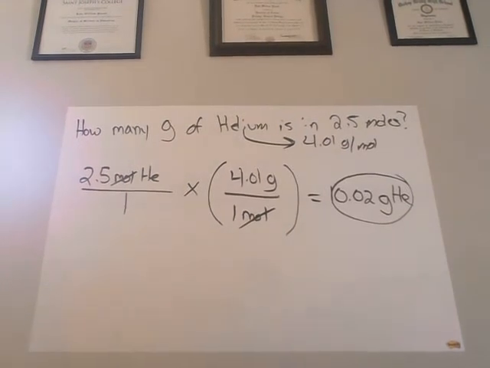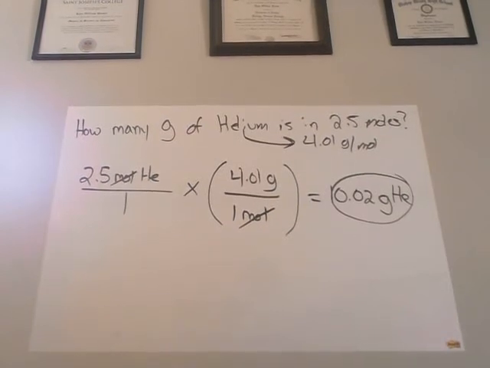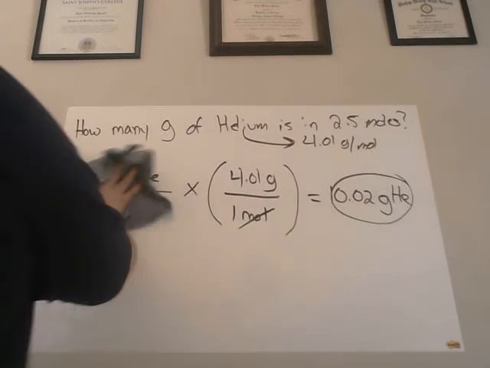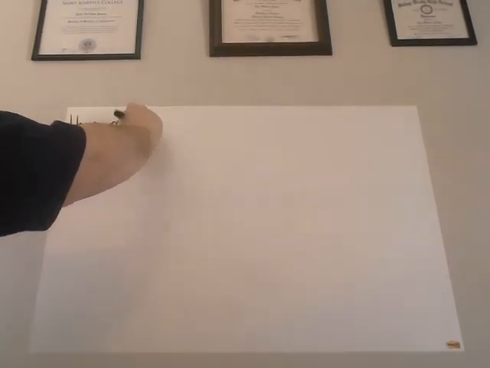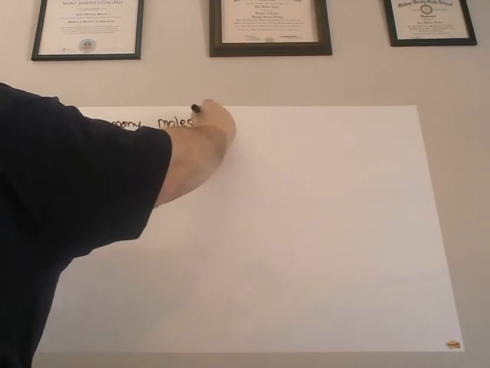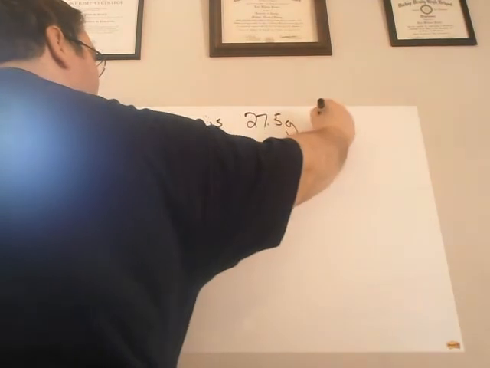So, simple, right? Not too bad. Let's do a couple more, but this time let's use some compounds. How many moles is 27.5 grams of water?